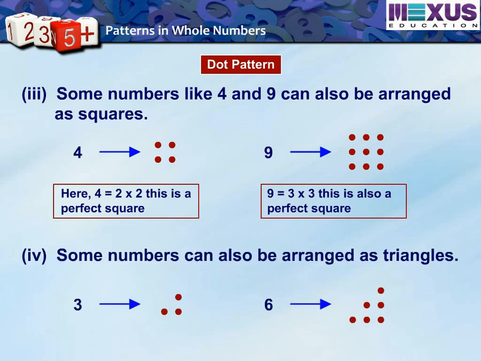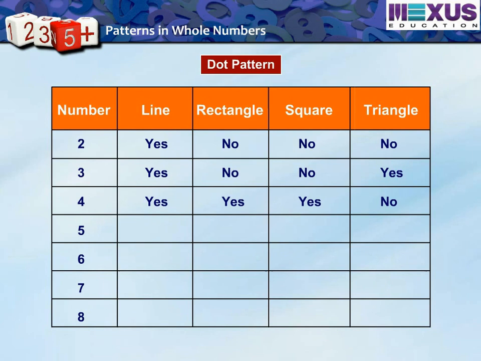Some numbers can also be arranged as triangles. The arrangement in triangles would have its two sides equal. The number of dots from the bottom row will decrease till 1 at the top. Observe the table and complete it on your own.